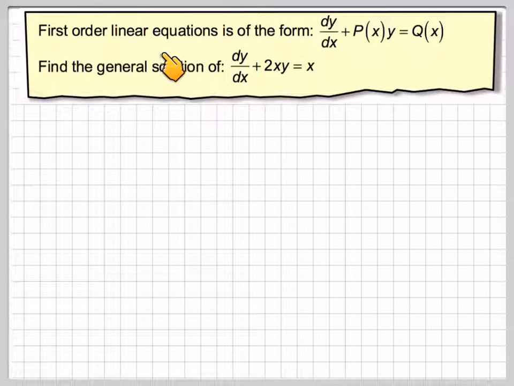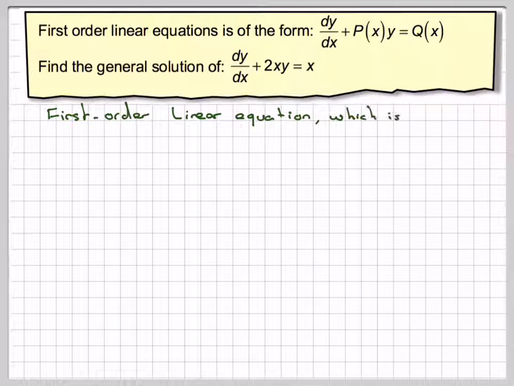A first order linear equation is of the form dy/dx + P(x)y = Q(x). Now this can't be solved by any of the previous two methods that we've had. First we'll illustrate the theory, but then we'll find the general solution of dy/dx + 2xy = x. Let's just have a look at the general form.